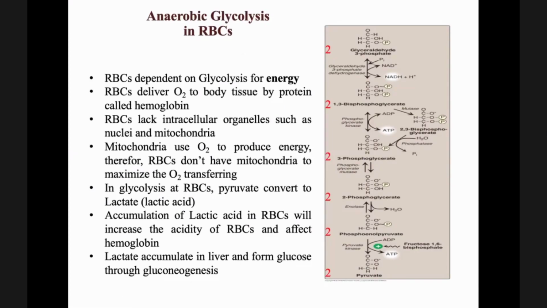So when we talk about the red blood cell, what's the difference between the anaerobic condition in the red blood cells and the anaerobic condition in the lactate? We say that the red blood cells don't have mitochondria, so their condition is always anaerobic. So the red blood cell depends on glycolysis for energy. The red blood cell delivers O2, oxygen, to the body tissue by a protein called hemoglobin. Red blood cells lack intracellular organelles such as nuclei and mitochondria.